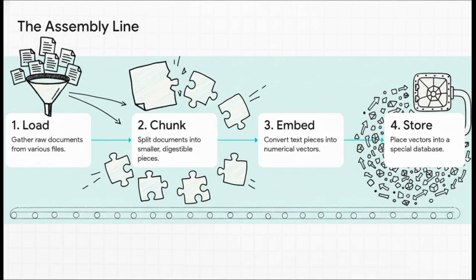And here are the 4 fundamental steps on that assembly line. It's actually pretty straightforward. First, we load the data from all our different files. Then we chunk it, breaking it into smaller, more manageable pieces. Next, we embed those pieces, which is a fancy way of saying we turn them into numbers. And finally, we store all those numbers in a special kind of database. We're going to walk through each one right now.